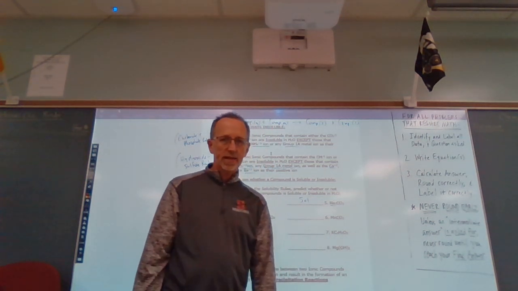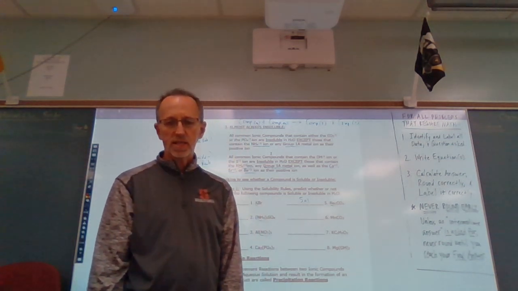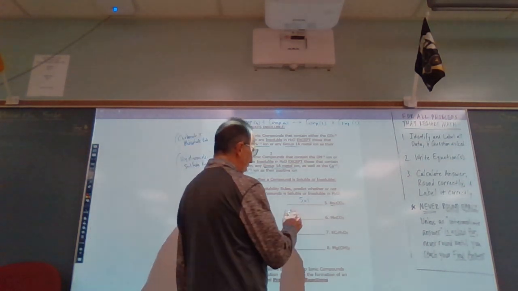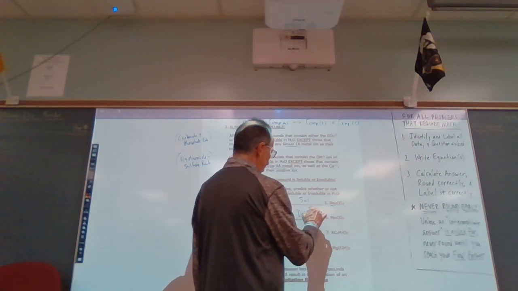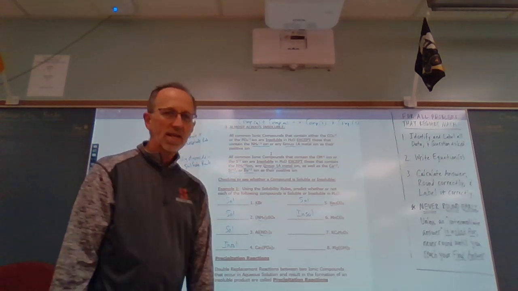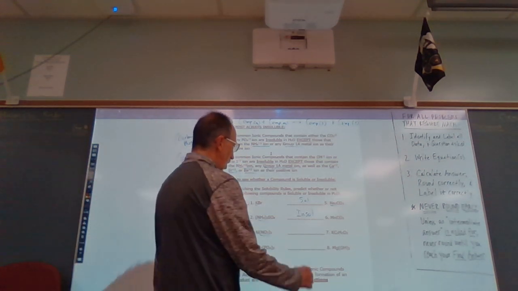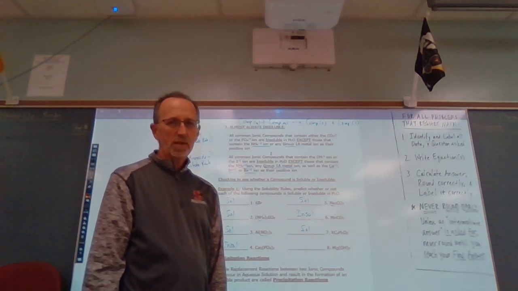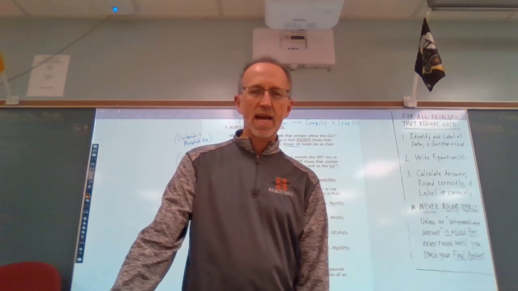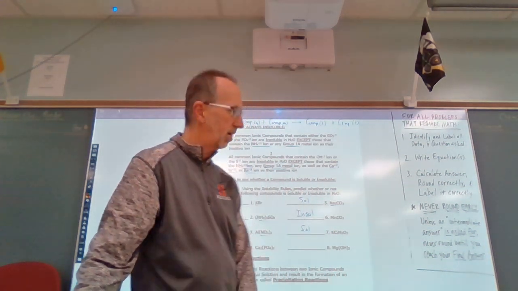Manganese 2 carbonate. Most carbonates are insoluble. Is manganese one of the exceptions? No, it's not. Only 1A and ammonium, remember? So this is insoluble. Potassium acetate. Soluble or not? Oh, it's soluble. In fact, it's really soluble because K is a 1A and acetate is also always soluble. So it's super soluble.